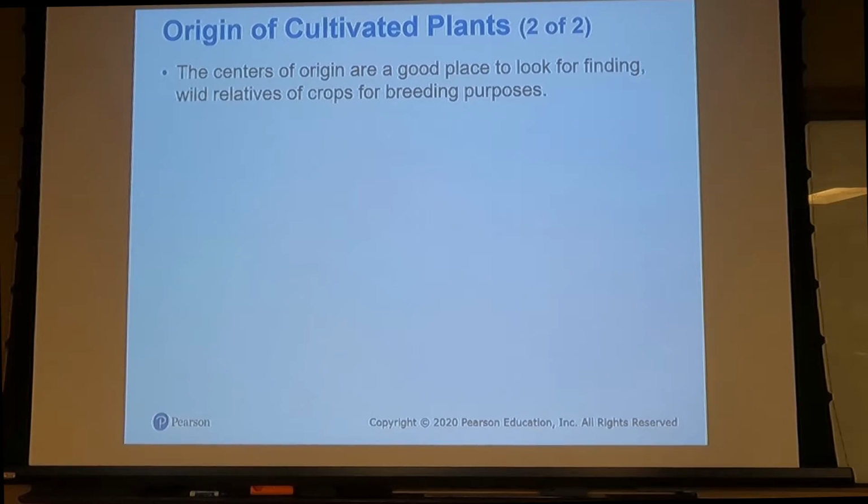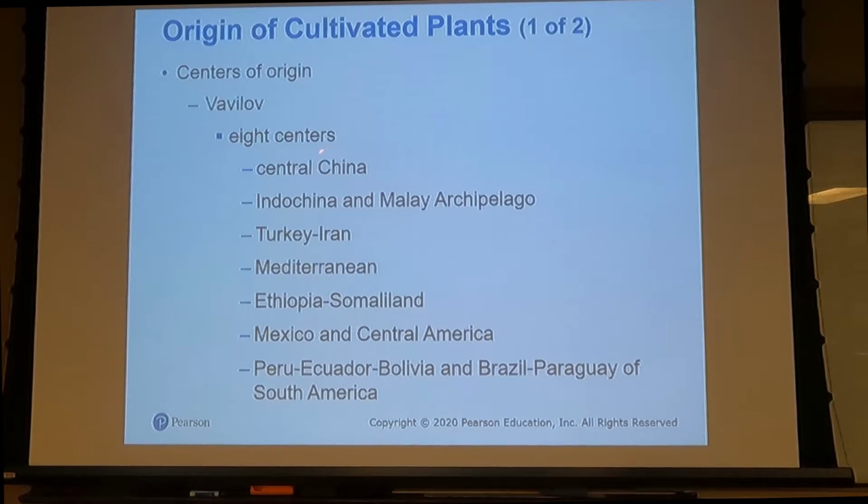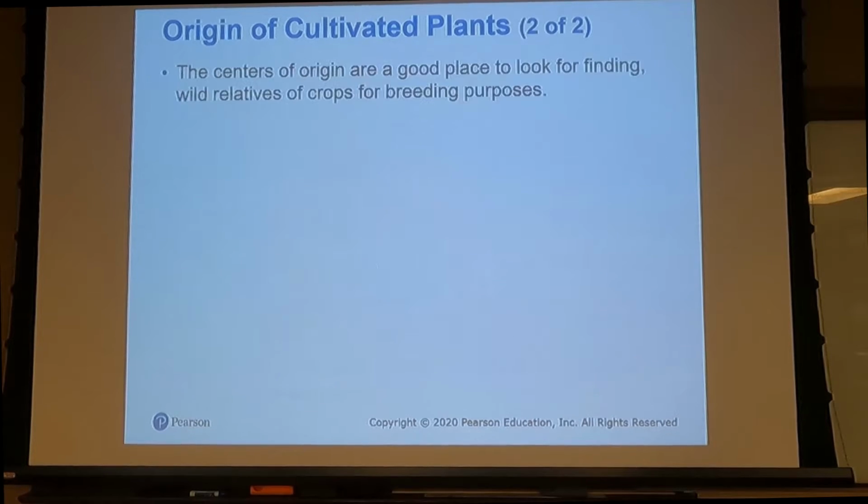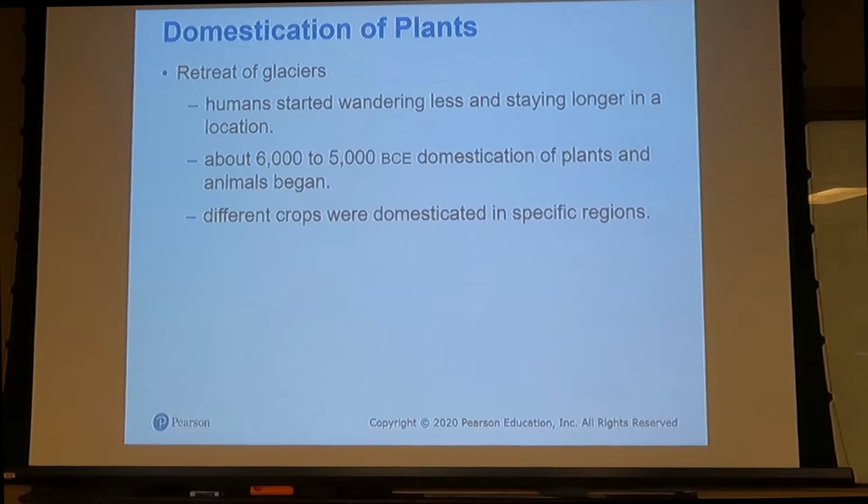So as we mentioned before, we had 2 types of plants. We have wild type and cultivated. If we're ever looking for a wild type to cross that plant with, we can probably look back and find that place of origin, the center of origin, out of one of these 8 centers. That's where we would start to look for those plants. So about 6,000 to 5,000 BC is when we finally started domesticating plants and animals.